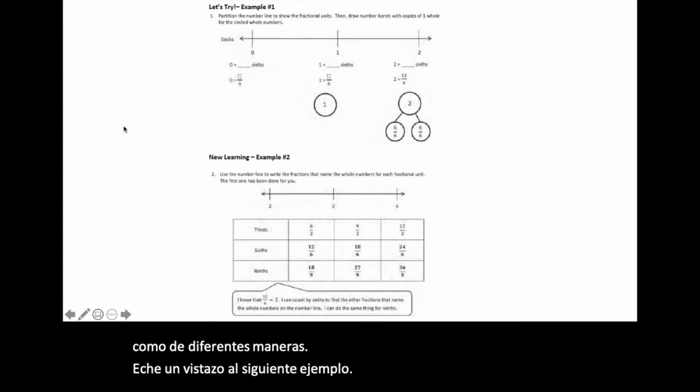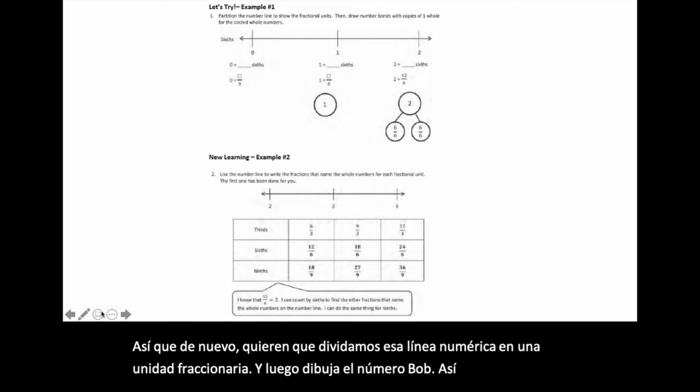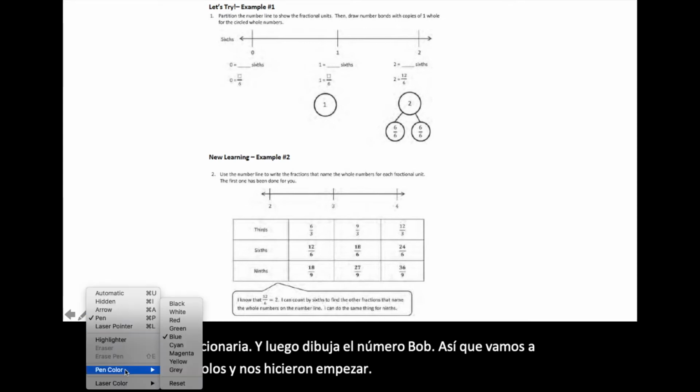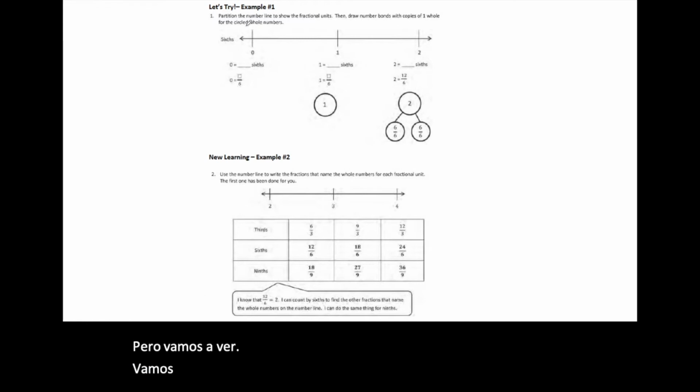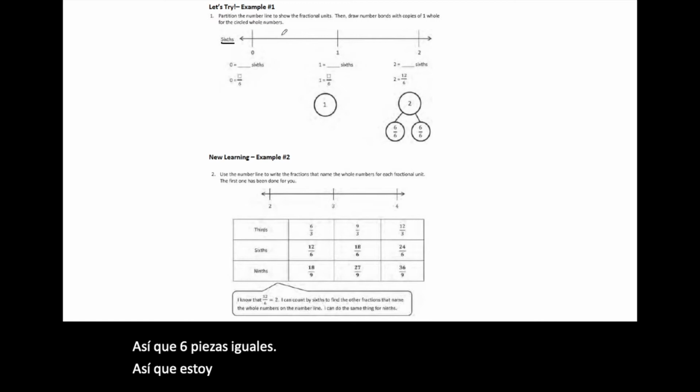So again, they want us to partition that number line into fractional units and then draw the number bond. So we're just going to try it by ourselves. They got us started, but we're going to test it out together first. So first I need to cut into sixths. So 6 equal pieces. So I'm going to cut 5 lines. 1, 2, 3, 4, 5.